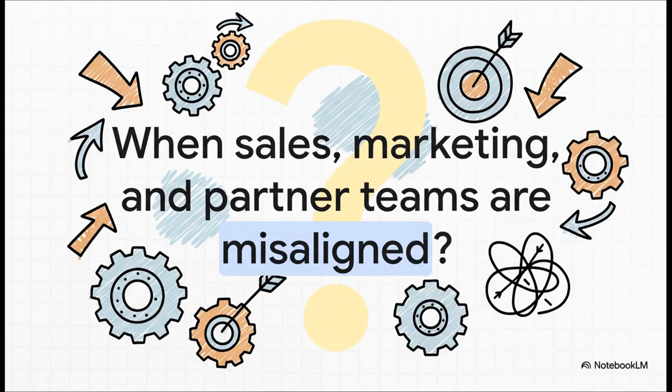So what's the big deal? What really happens when these teams aren't on the same page? Well, it's way more than just some internal frustration. It's a direct hit to the company's bottom line. This misalignment starts to show up as some very painful and very expensive symptoms.